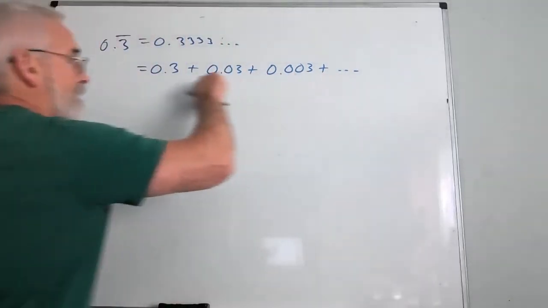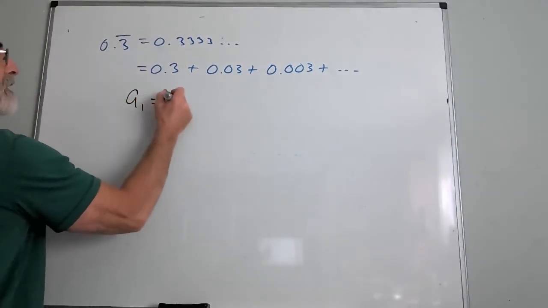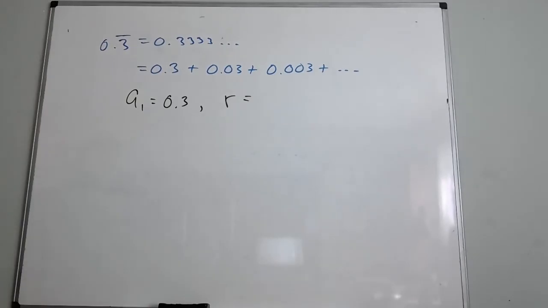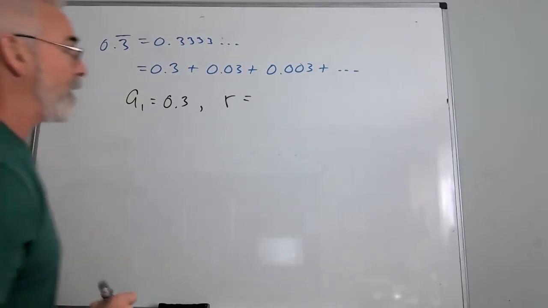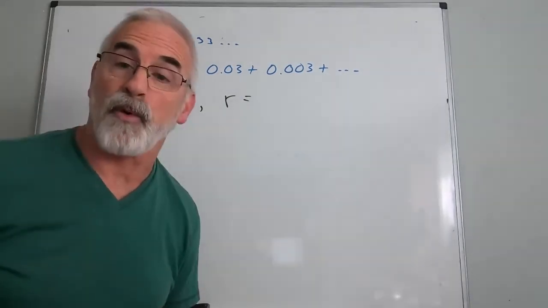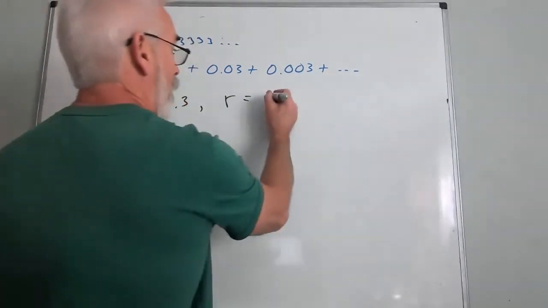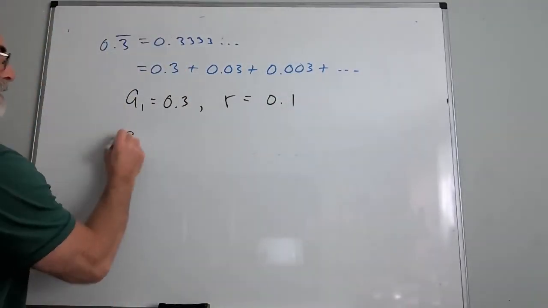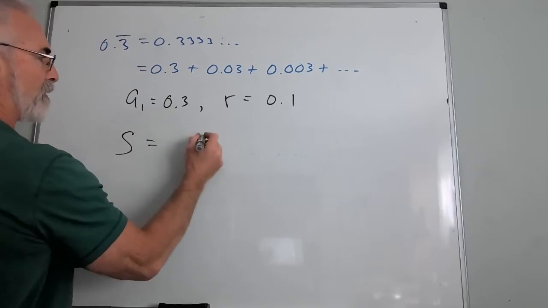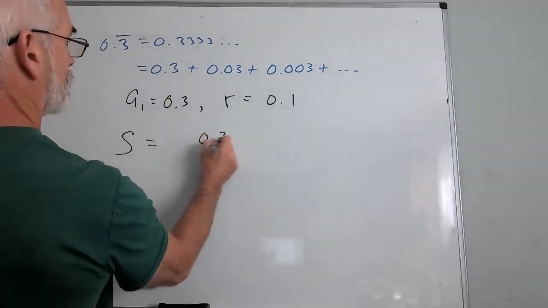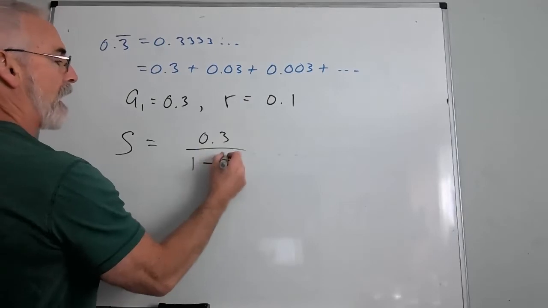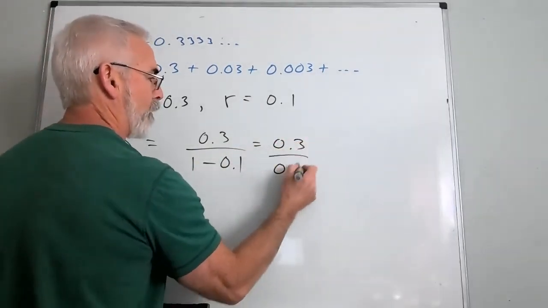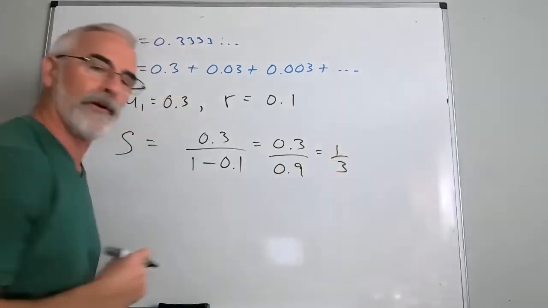This is a geometric series. My A1 is clearly 0.3. What's my R? Anybody? 1/10. In this case, I'd say 0.1 just because it's a decimal already, but 1/10 is absolutely correct. So my infinite sum should be first term over 1 minus R, well, what's that? That's 0.3 over 0.9, which is 1/3. Oh, that is so cool.